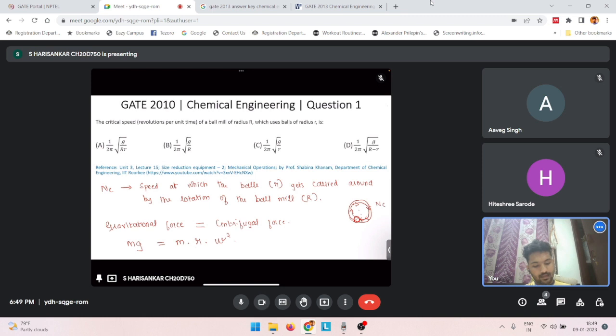Now this r, you can't directly take as a small r, because this is basically the effective radius. Here we have to take this effective radius as the difference between the radius of the ball mill and the radius of the ball. And omega is the angular velocity and m is the mass. So by using this force balance, we can derive an equation for the critical speed.